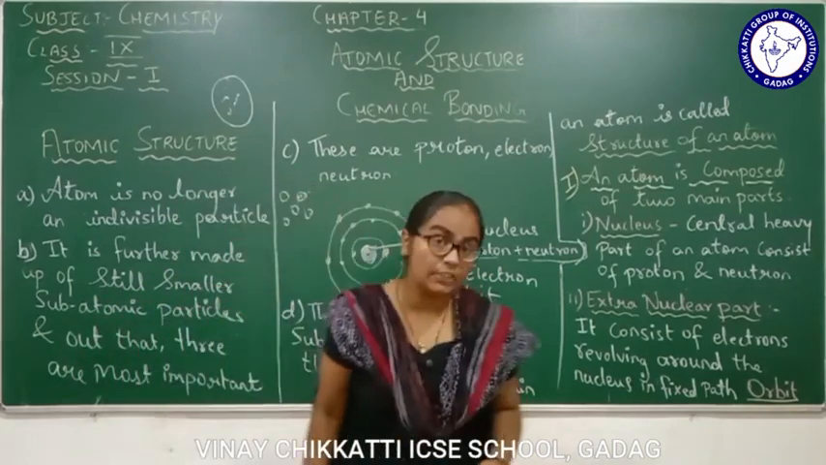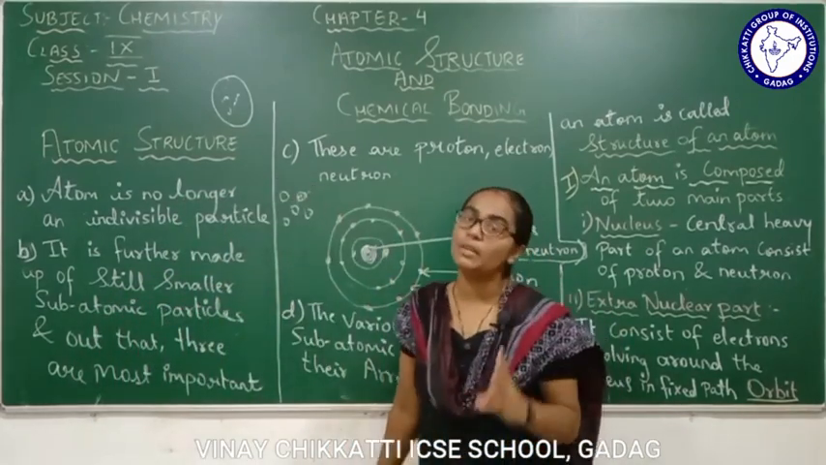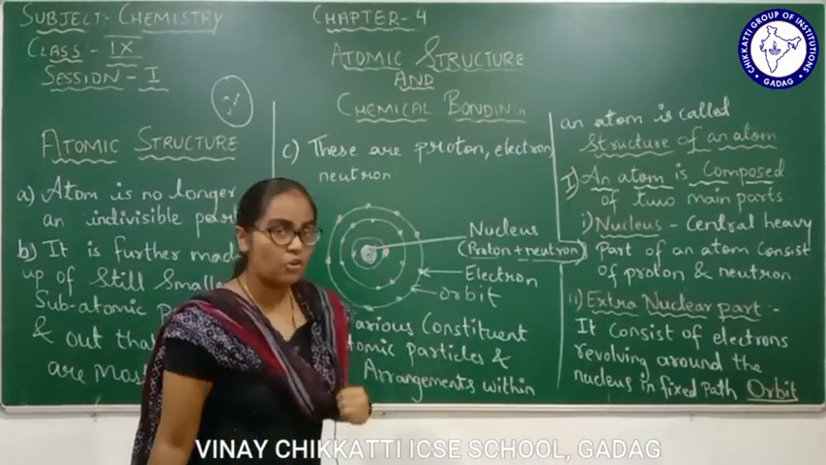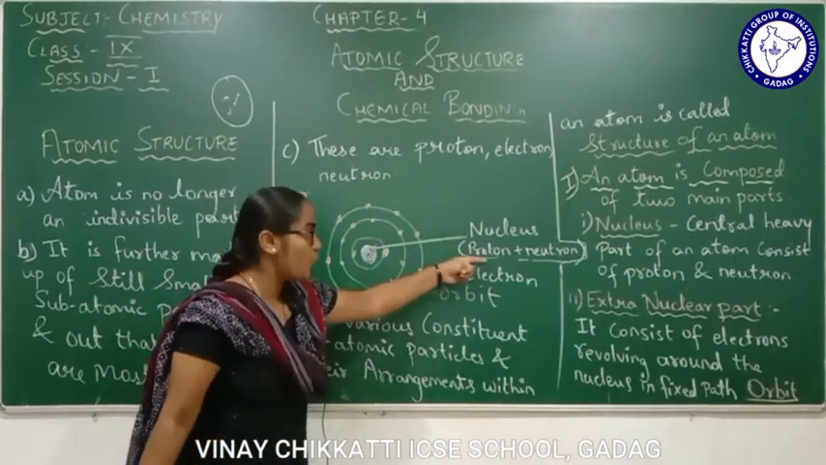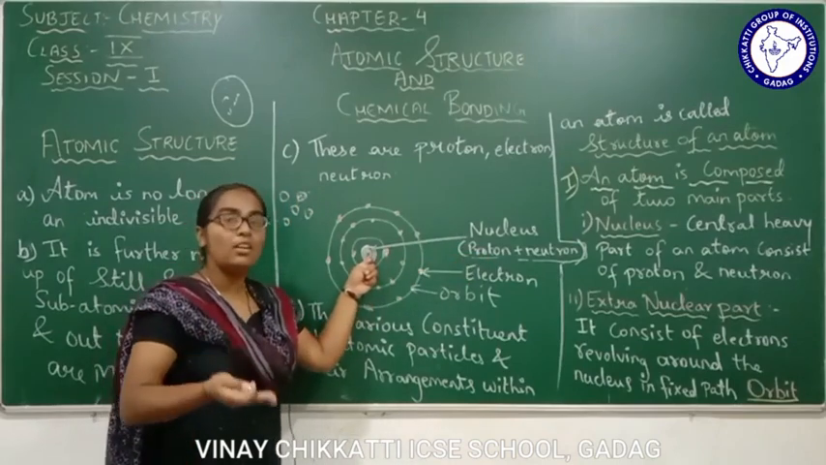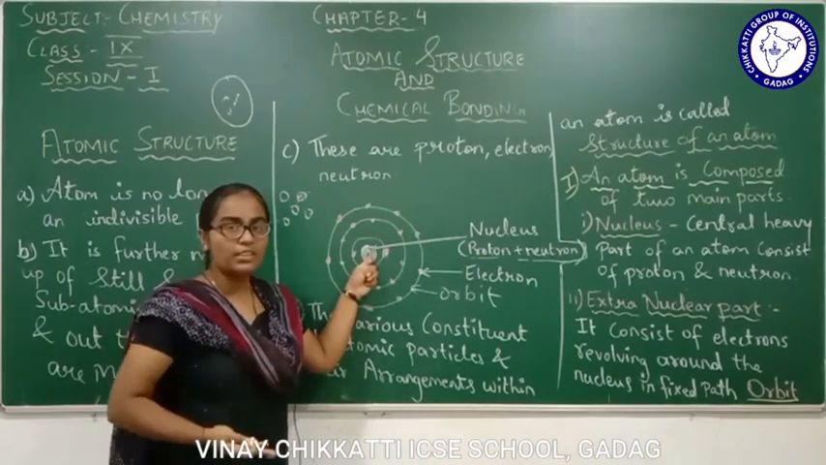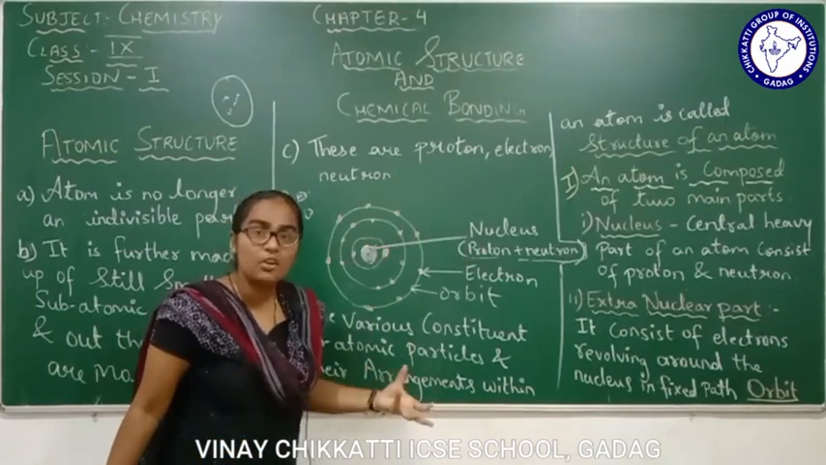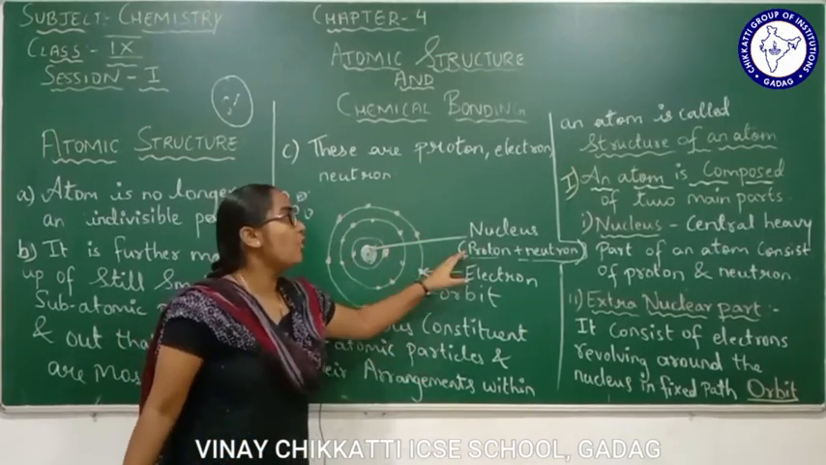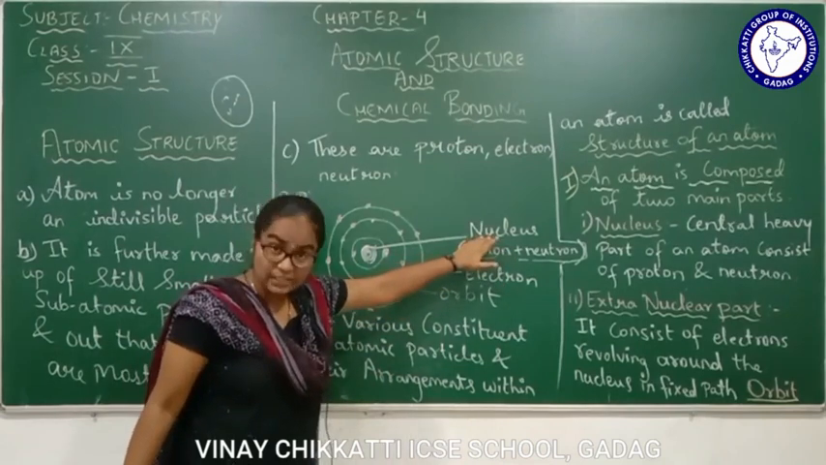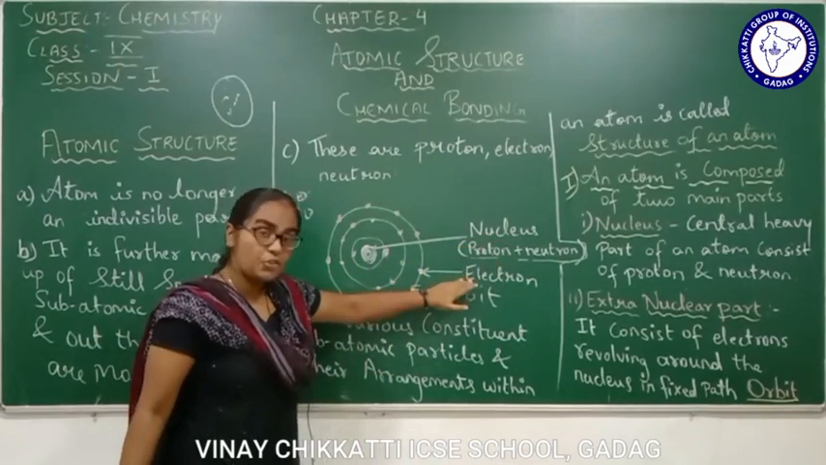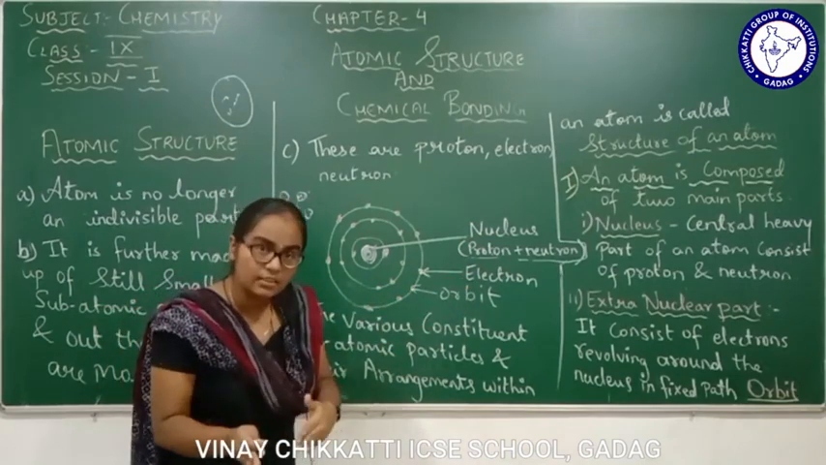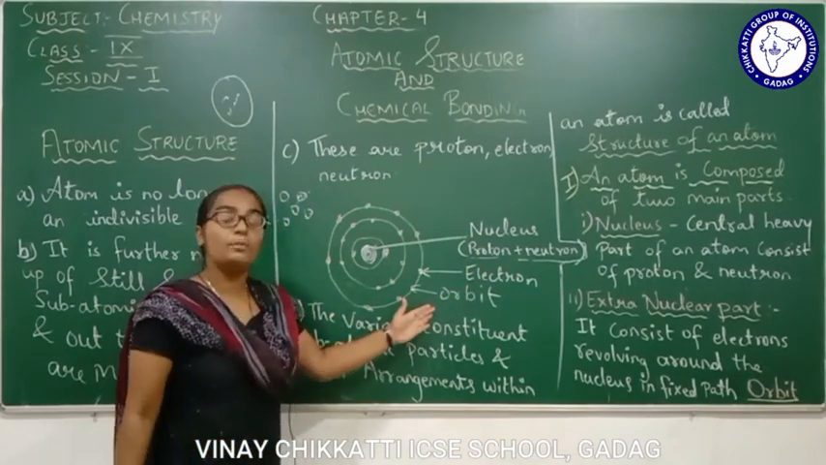What are those subatomic particles? The three important subatomic particles are proton, neutron and electron. Proton and neutron are present within the small heavy mass body called the nucleus. This nucleus is located exactly at the center of the atom. So proton and neutron will be present in the nucleus, whereas electron will be revolving around the nucleus in a certain path called an orbit.